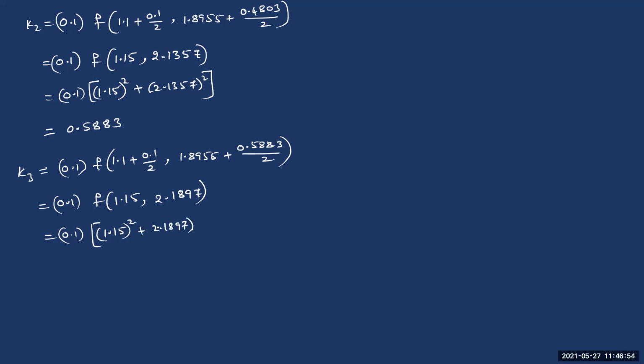plus 2.1897 whole square. I'm just substituting in my calculator, and I'm getting this as 0.6117. So that's K3. So let me just continue with K4 here.